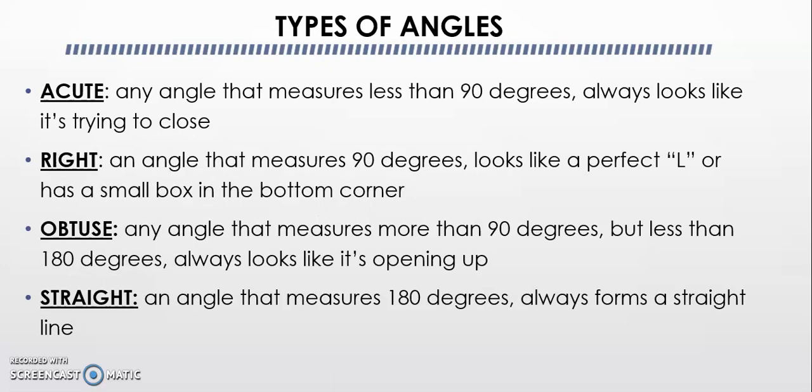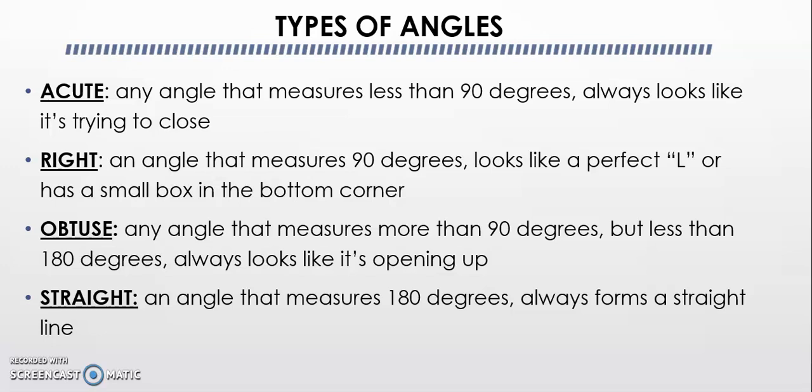pictures of angles. Knowing the types of angles, acute angles, any angle that measures less than 90 degrees always looks like it's trying to close. Then you have right angles that look like a perfect L, or they show you a small box in the bottom corner and they measure exactly 90 degrees.